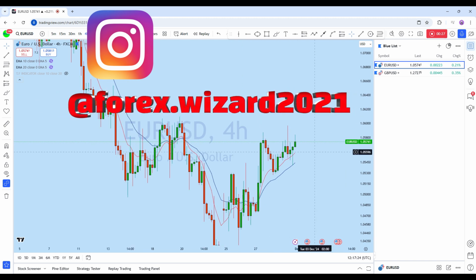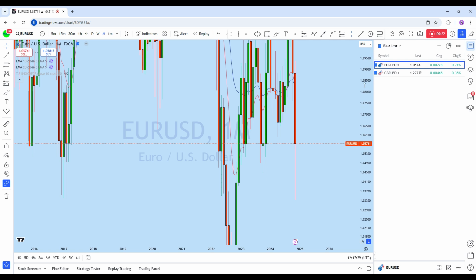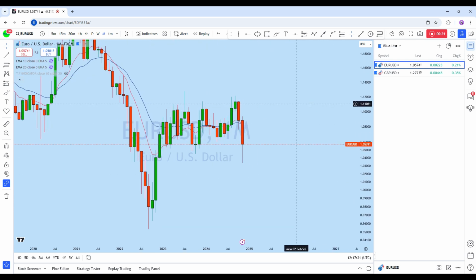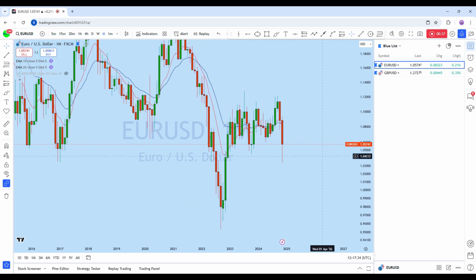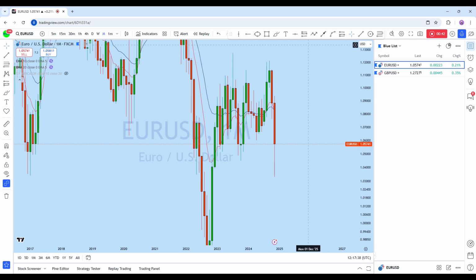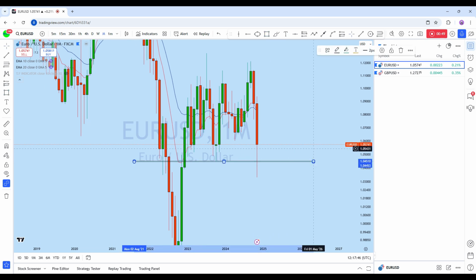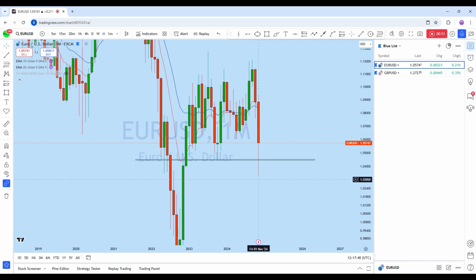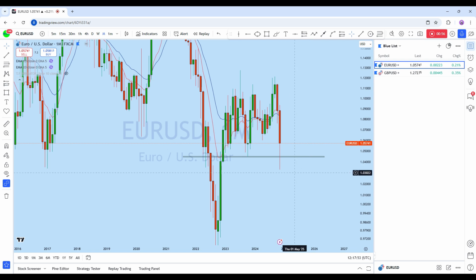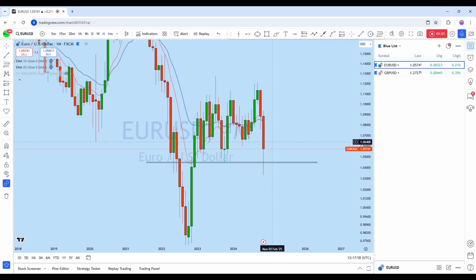So we will be looking at them one by one, starting with Euro dollar, looking first of all at the monthly chart to see the overall picture in the market. Now looking at the monthly on Euro dollar, we can see that this month was a huge drop, and the price has broken this support level. After the break of this support, the market penetrated that level and got a rejection from here.